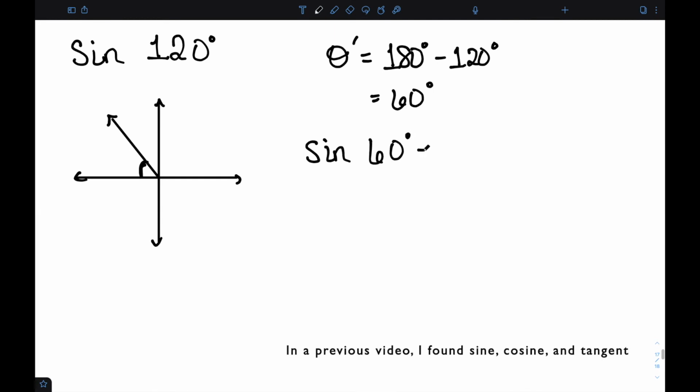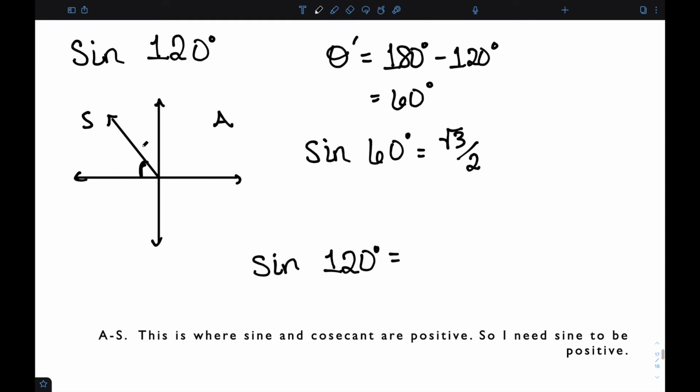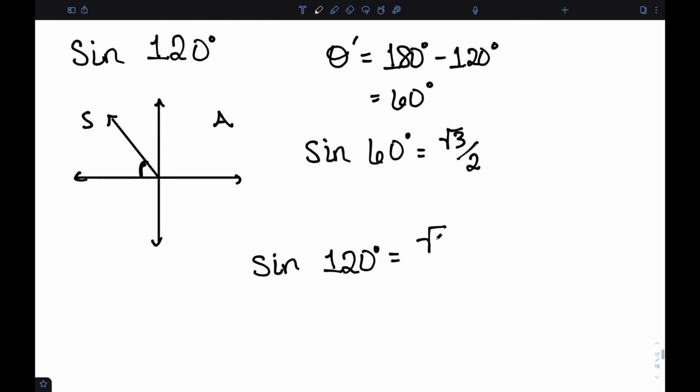In a previous video, I found sine, cosine, and tangent of 30 degrees, 60 degrees, and 45 degrees. And we got that sine of 60 degrees was root 3 over 2. Which tells me that sine of 120 degrees, well, this is in the quadrant where sine and cosecant are positive, so I need sine to be positive. So it's still going to be square root of 3 over 2.